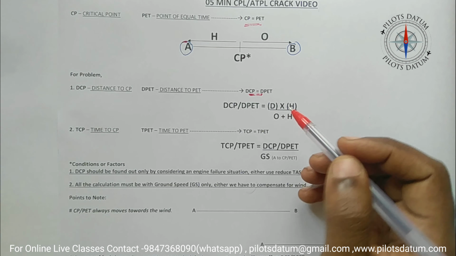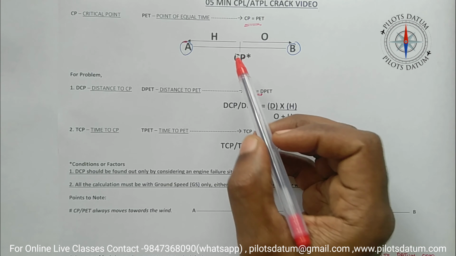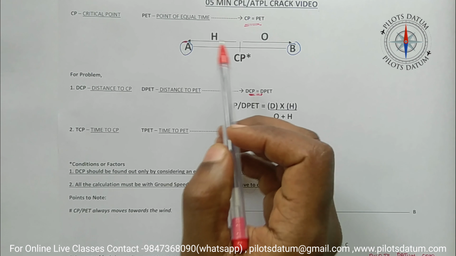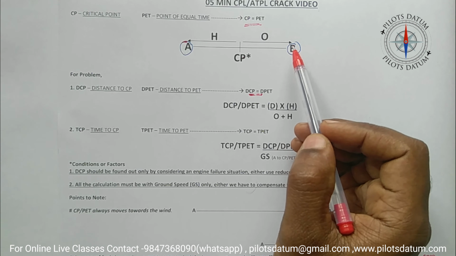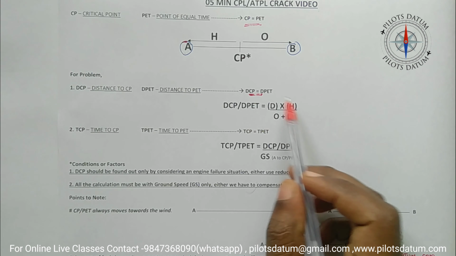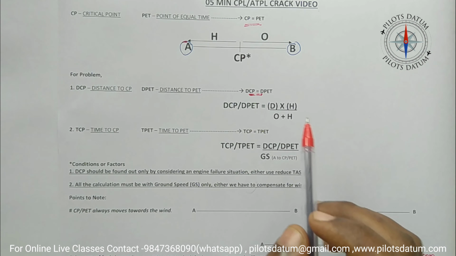So O is the ground speed from CP to B, and H is the ground speed from CP to A. The direction is very important. Look at the arrow: it is pointing towards home, and it is pointing towards the destination. So D times H divided by O plus H. Simply put the variables here, and you can get the DCP directly.